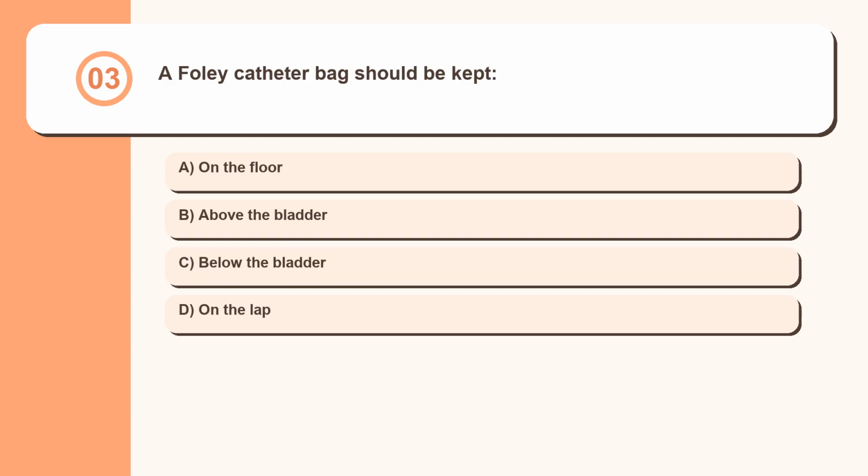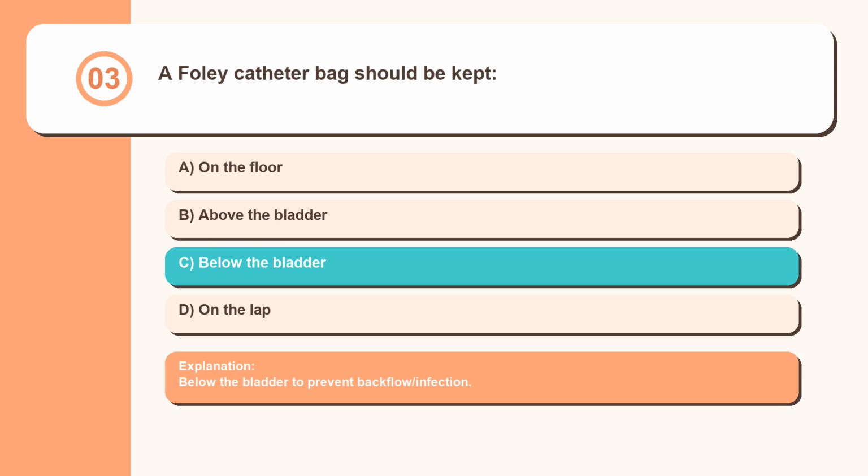Question 3. A Foley catheter bag should be kept on the floor, above the bladder, below the bladder, on the lap. Below the bladder to prevent backflow and infection.